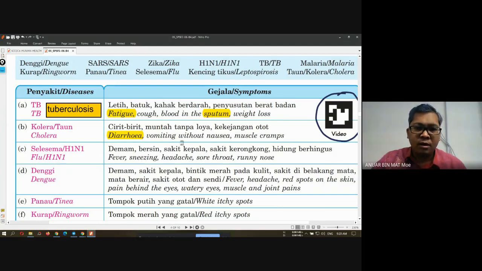Okay. Vomiting without nausea. What is nausea? Vomiting, muntah lah ya. Keluar. Suddenly, maybe because of the virus, because of the bacteria pathogen inside the stomach, it will irritate. It will become uncomfortable, inflammation, or irritate the bowel, irritate the stomach, and then we will try to vomit. Try to vomit without nausea.